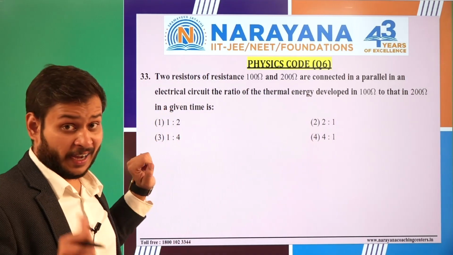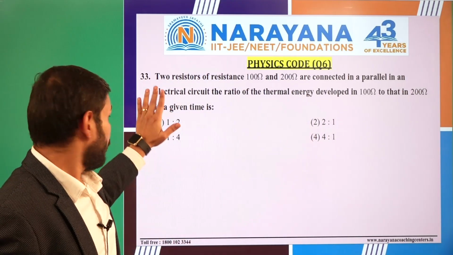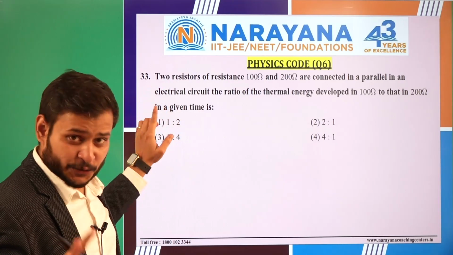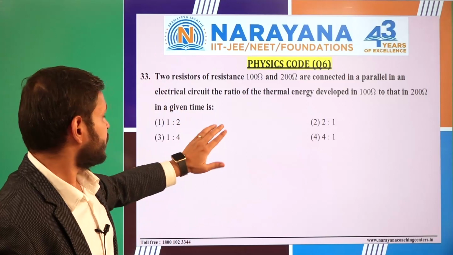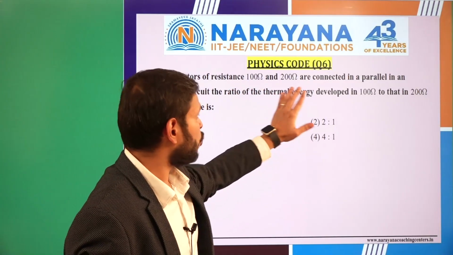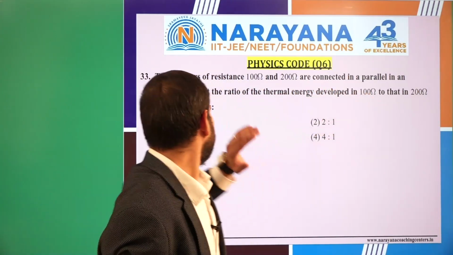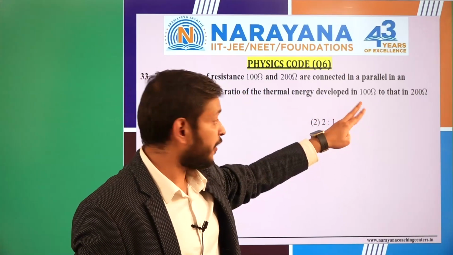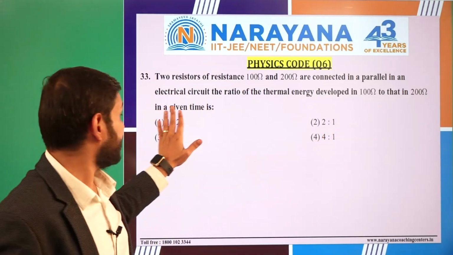Question 33, again from current electricity. Lots of questions are there this year from current electricity. Last year as well it was the same case. Two resistors of resistance 100 ohm and 200 ohm are connected in parallel in an electrical circuit. The ratio of the thermal energy developed in 100 ohm to that in 200 ohm in a given time is?